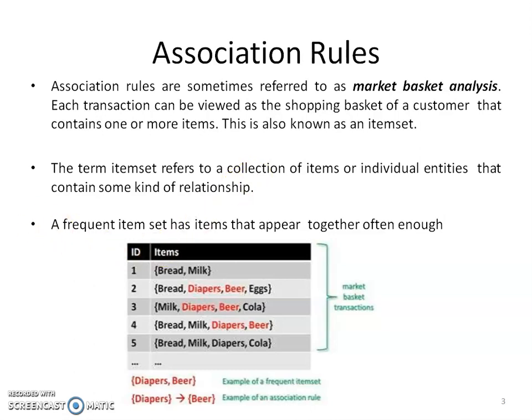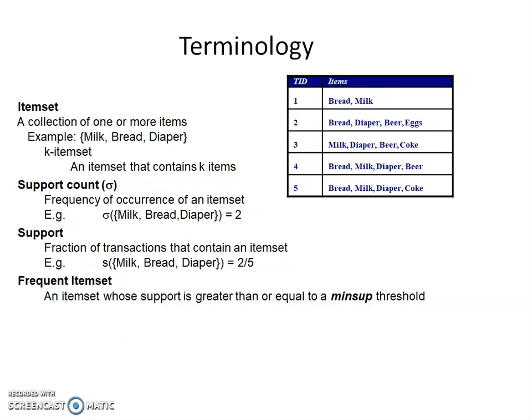You have different terminologies involved in association rule. As I said earlier, an item set is a collection of items. Support count is the frequency of occurrence of items. A particular item which occurs more often is a frequent item. For example, in the given example, milk, bread, diaper occurs in the second and third transactions, so the support count value is 2 here. Next is the terminology called support, which is the ratio of the support count to the total number of transactions.